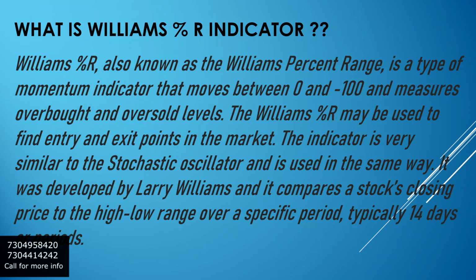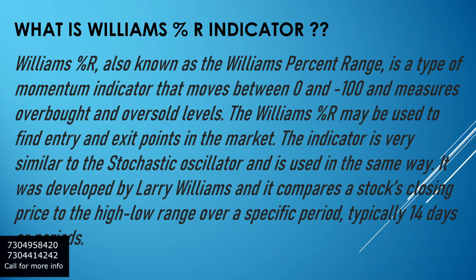The indicator also compares the closing price of a stock to its high-low range over a given period of time, which is usually 14 days. The indicator is very similar to the stochastic oscillator and is used in the same way. It was developed by Larry Williams and it compares a stock's closing price to the high-low range over a specific period. Usually the period is 14 days.